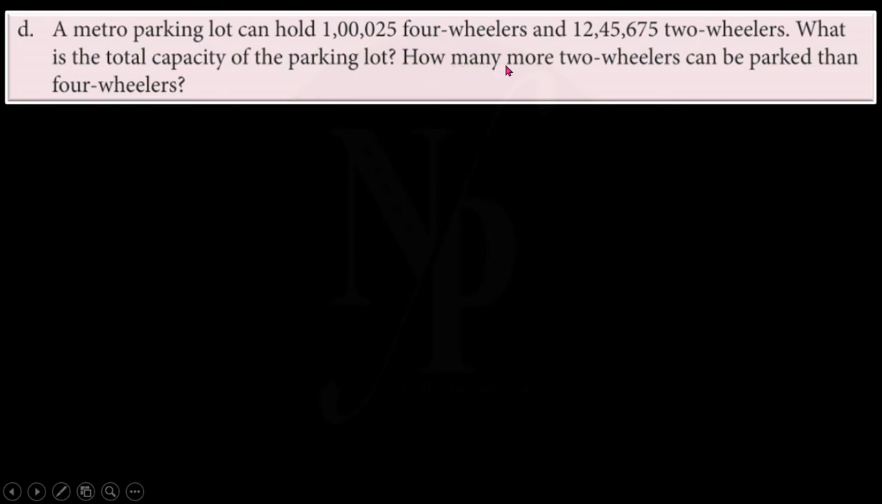How many more two-wheelers can be parked than four-wheelers? This is a question based on the number of two-wheelers and four-wheelers that can be parked in a parking lot of a metro. Metro means a big city.